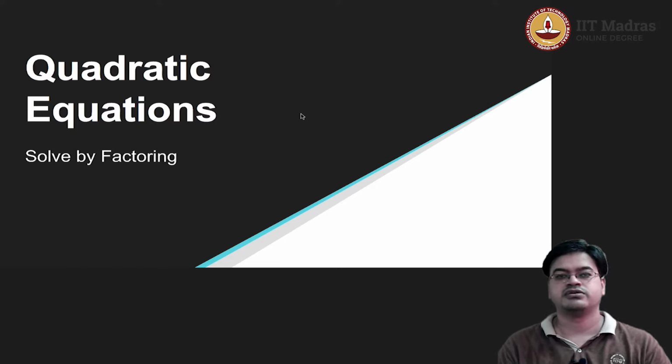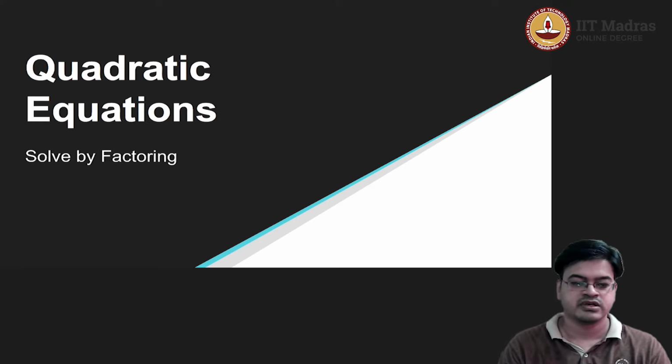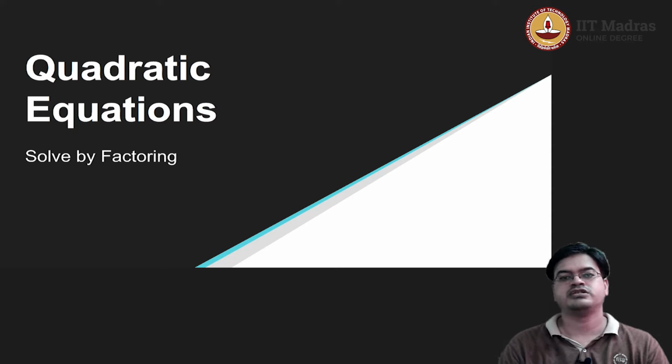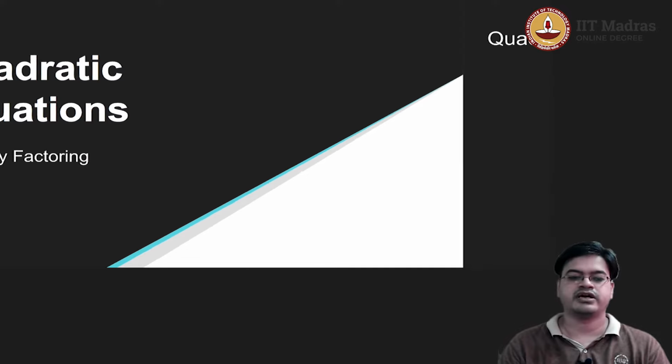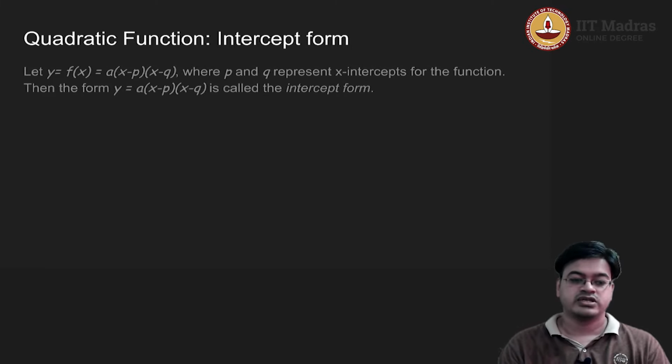So in the last video, we have seen how to find the roots of a quadratic equation by graphing the associated quadratic function. In this video, we will see how to find the solution of a quadratic equation by a well-known method called the factoring method. For that, we will define one new form of a quadratic function, that is the intercept form. What is an intercept form?